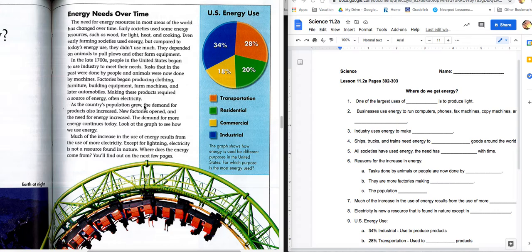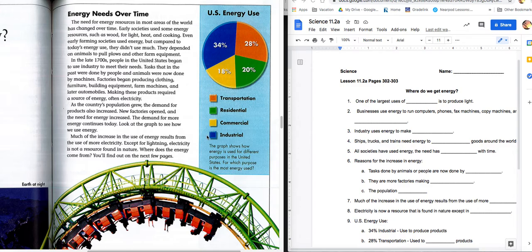Running these factories often runs on electricity. As the country's population grew, the demand for products also increased. So B, there are more factories. I just wrote the word making products. You could have listed everything, but I just summarized it. Factories make products. You have them all down here, guys. Making these products requires a ton of energy. And letter C, the population increase. As there's more people, obviously we need more energy. Think about it at your homes, and then they just talk about you wanting all these products. We open new factories, and the need for energy increases. The demand for more energy continues today. Look at the graph to see how we use energy.